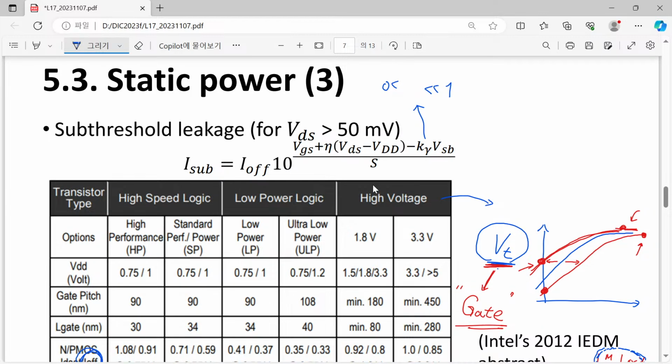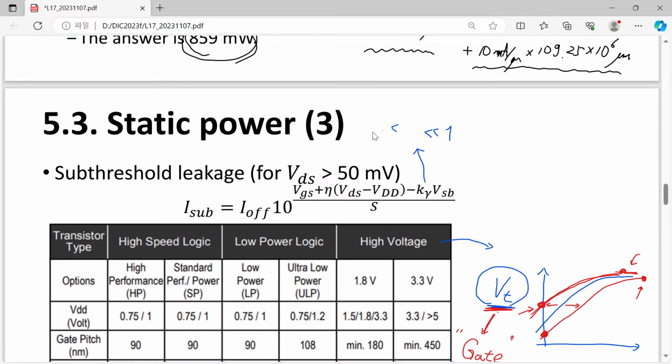Okay, cool. Now think about the case like this. Here we have the dependence like V_S_B. Source is, let's say, grounded, and body. Usually body is also grounded, but sometimes we can introduce intentionally certain negative voltage to this body. So are you with me?